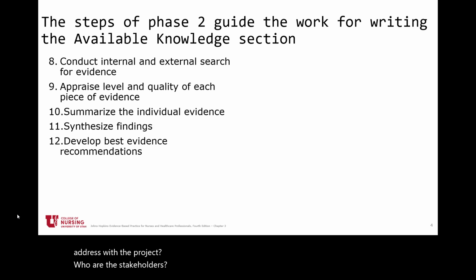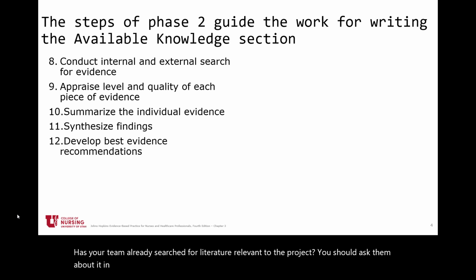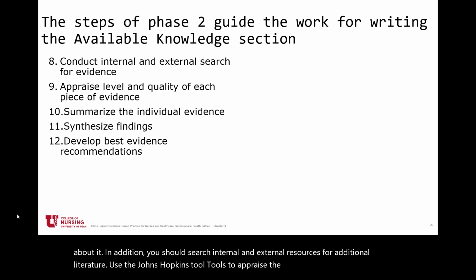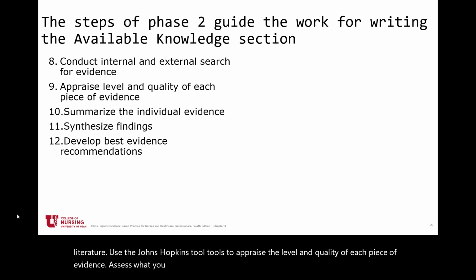Has your team already searched for literature relevant to the project? You should ask them about it. In addition, you should search internal and external resources for additional literature. Use the Johns Hopkins tools to appraise the level and quality of each piece of evidence. Assess what you see in your project against what you find in the literature.